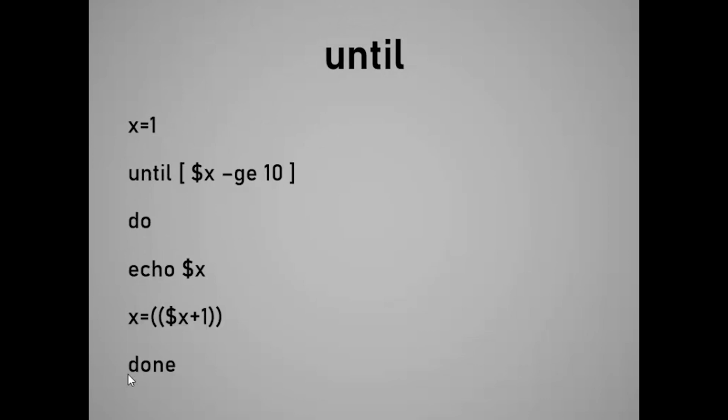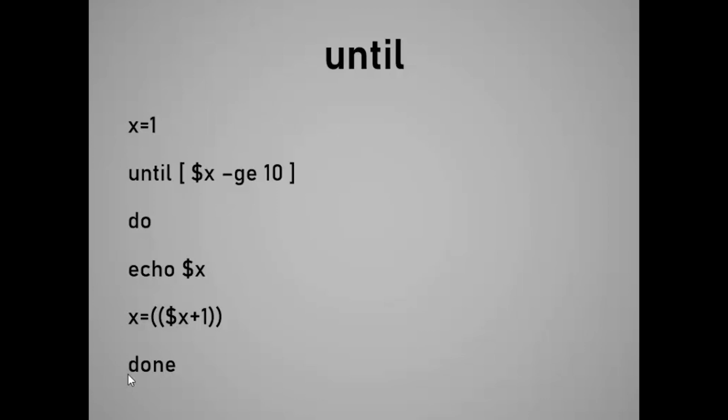So here's an example for this. You see a similar example, x is equal to 1. Now the condition I have written is until $x is greater than or equal to 10. So until this is true, until the value of x is greater than or equal to 10, do what? Echo $x and you keep on incrementing the value of x. So here also you need to write at least one statement which is going to ultimately make the condition change from true to false or from false to true.